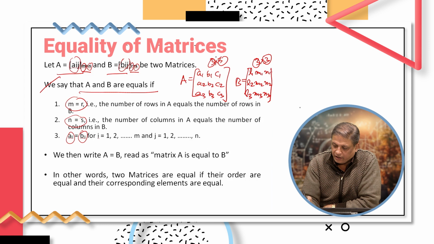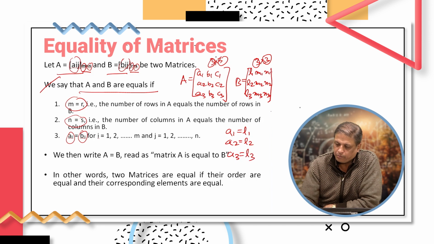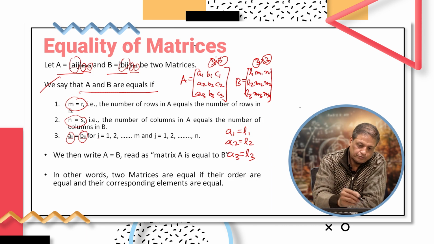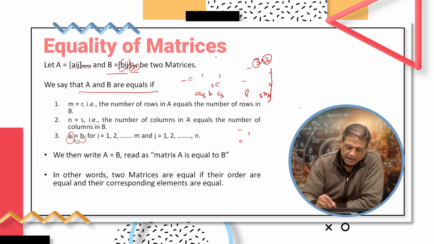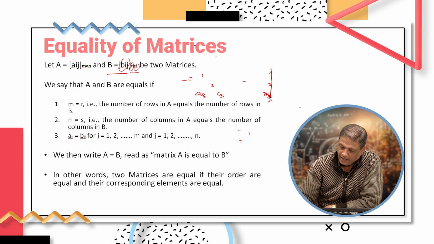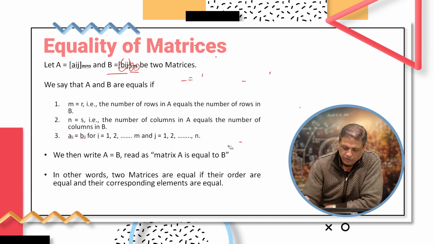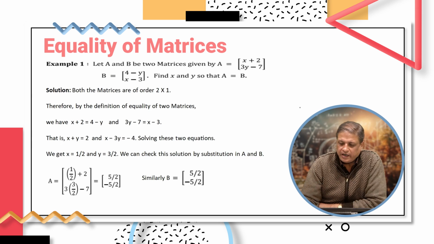They will be equal when A1 is equal to L1, A2 is equal to L2, A3 is equal to L3. Similarly, B1 is equal to M1, B2 is equal to M2, B3 is equal to M3, C1 is equal to N1, C2 is equal to N2, C3 is equal to N3. Only then can we write A is equal to B, and matrix A is said to be equal to matrix B. Now, in order to apply the understanding of the equality of matrices, let's solve one numerical.